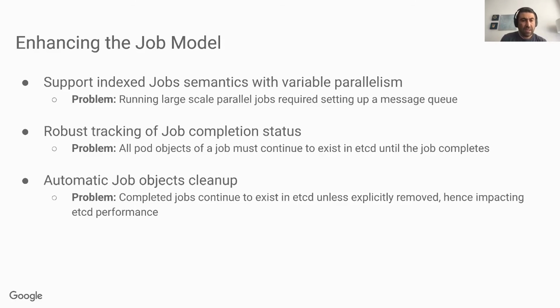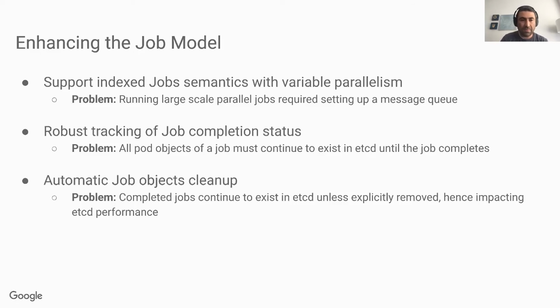And finally, we also introduced automatic job objects cleanup. As I mentioned, all these jobs that you're creating, those are resources stored in etcd. And then we introduced new mechanisms to allow users to declare for how long this job should continue to exist. Users want the job object to continue to exist because they want to debug and check its status. But at some point, those are not useful. You could delete them after, for example, moving them to some other external database.